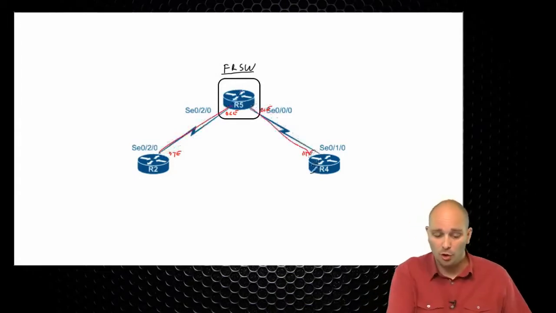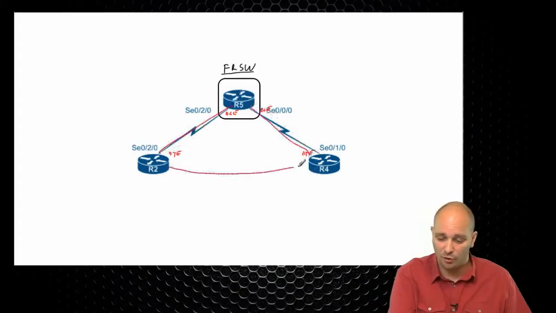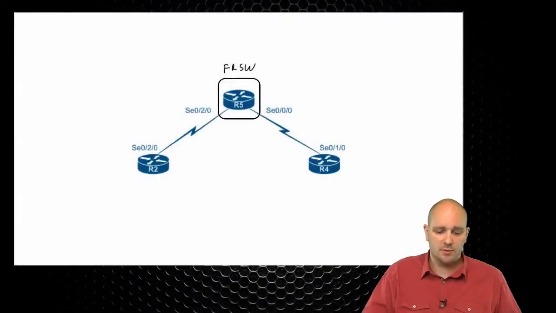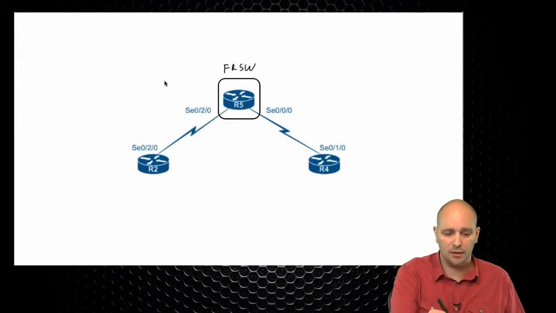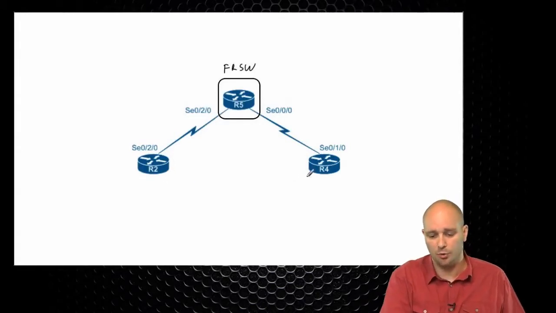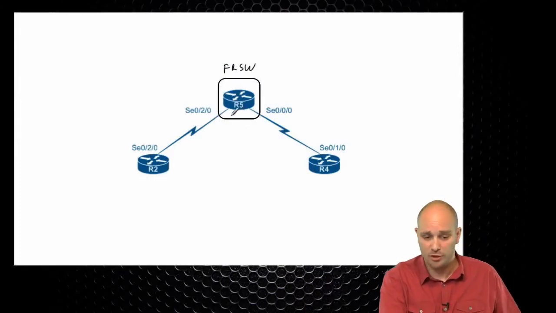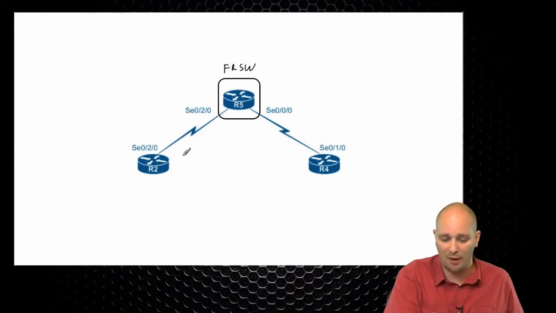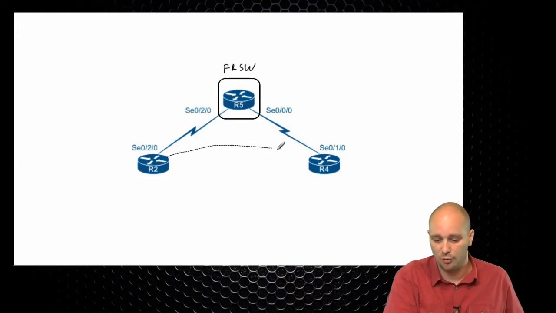Now, we do not yet have the connection between R2 and R4. What we're going to do now is make the connection between R2 and R4. So our R5 is the frame relay switch, so that doesn't change. What we want to do is have a black connection between R2 and R4.